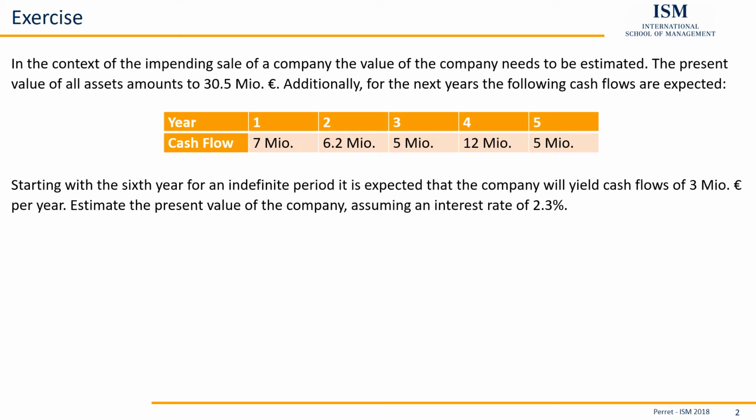So we have basically two parts we need to do before we can actually finish our objective. First is get the net present value of the cash flows for year 1 to 5. Then get the net present value for the indefinite period starting in the 6th year. Then taking all together with the value of the assets to give an estimate of the value of the company. So it's basically 3 parts where we need to calculate something.